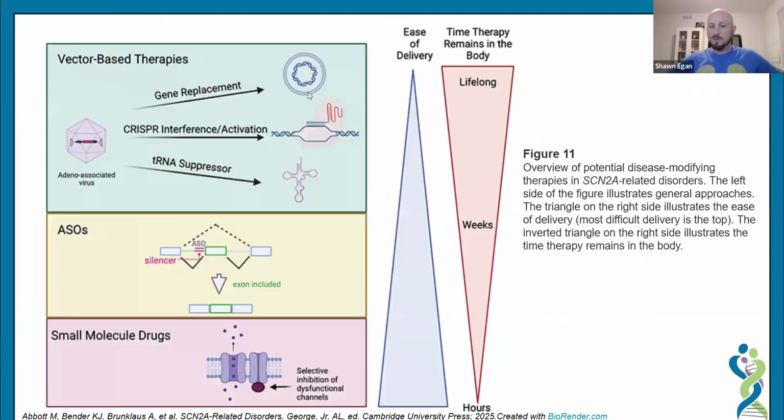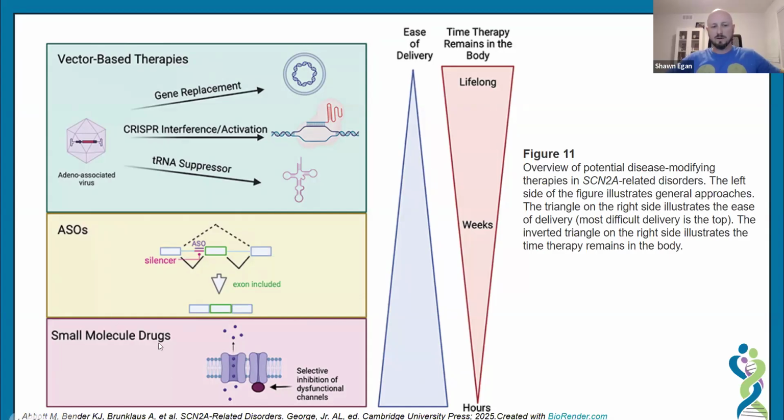All right. I think we did touch on a few of these, but I think this is a really nice figure of really driving home the differences between vector-based gene therapies, ASOs, and small molecules. I can't see it because my share screen is a little bit goofy. Let me pull it up on the screen here. Ease of delivery, and then how long that washout period is.